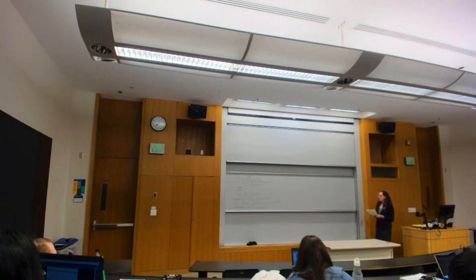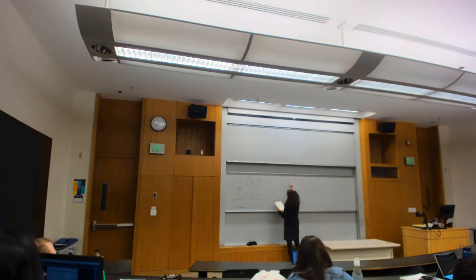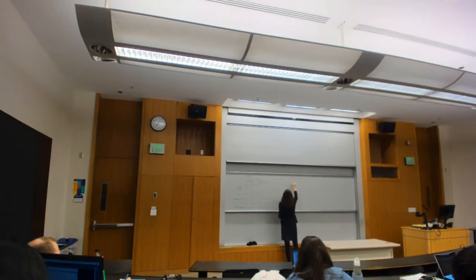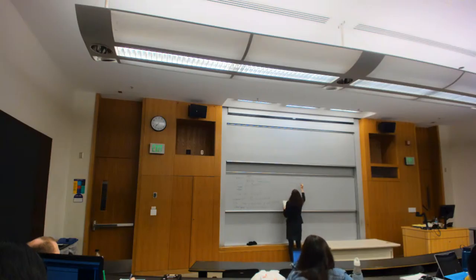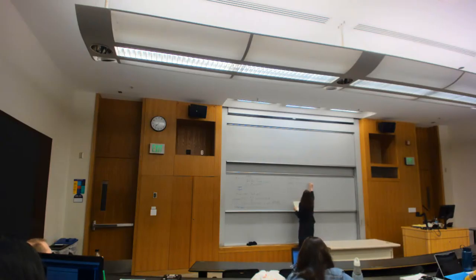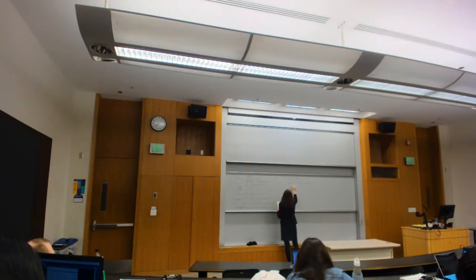So the first thing we want to do is look at, if we have the state space model, how do we actually find the transfer function? So what was our state space? We have x dot of t equals A x of t plus B u of t, and then y is C x of t plus D u of t.